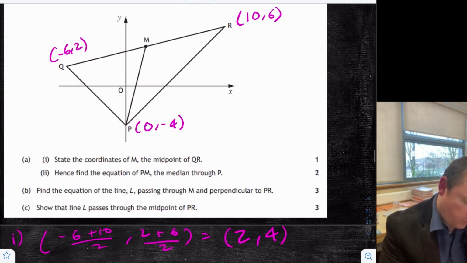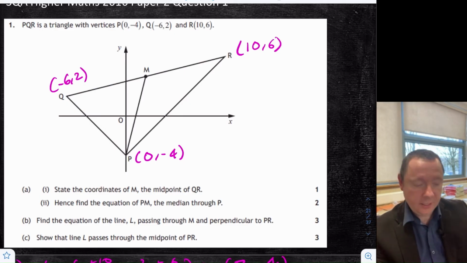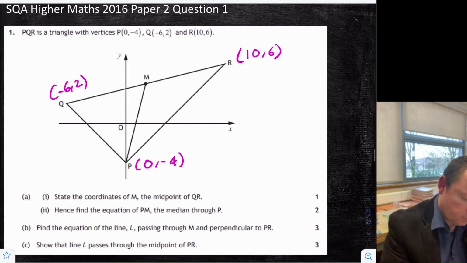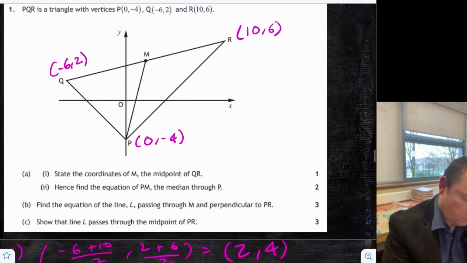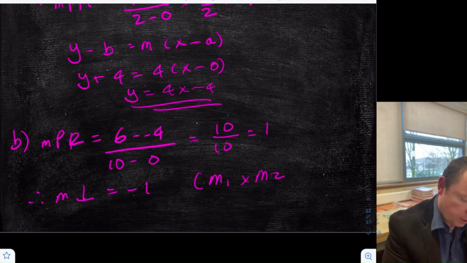Part B. Find the equation of the line L passing through M and perpendicular to PR. So we're looking for the line that is perpendicular to this one. So it's perpendicular to PR, so we need the gradient of PR. And we'll use perpendicular. So it's 6 minus minus 4 and 10 minus 0. That's 10 over 10, which is 1. Therefore, the gradient of the perpendicular is minus 1, because m1 times m2 equals minus 1.